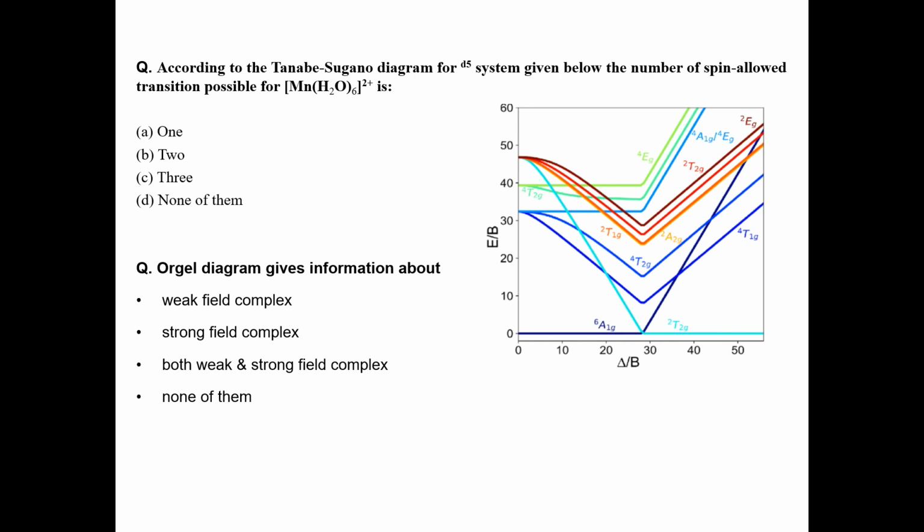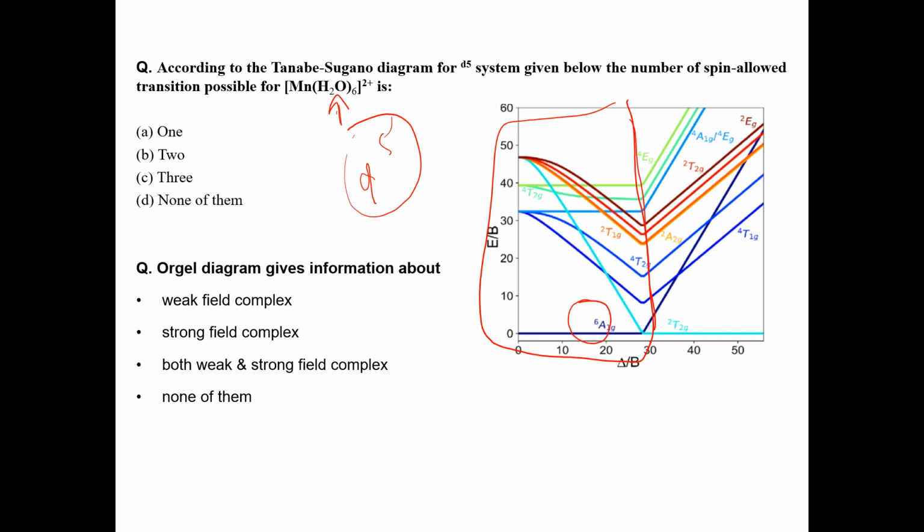According to the Tanabe-Sugano diagram for a d5 system given below, the number of spin allowed transitions possible: because it is a d5 system and the weak field, that's why this region we have to look for. Here you can see the ground state has a multiplicity of 6, but in the excited states there is no level having a multiplicity of 6, so there will be no spin allowed transition. So none of them. The Orgel diagram gives information about weak field complexes, and Tanabe-Sugano gives about both weak and strong.